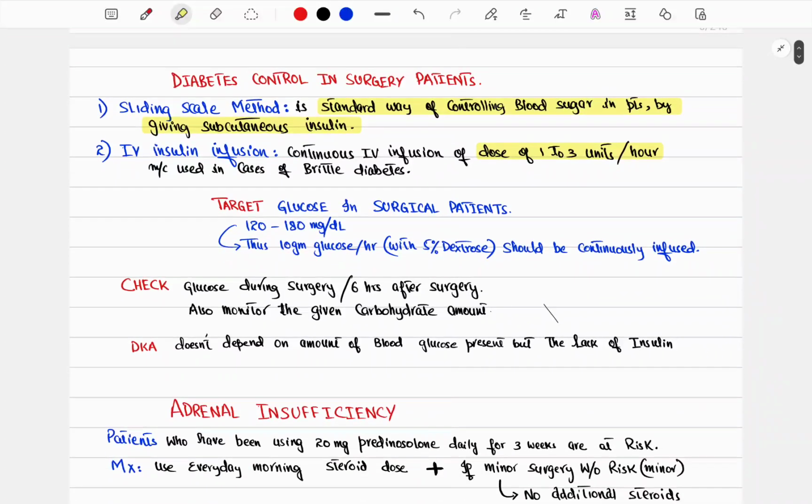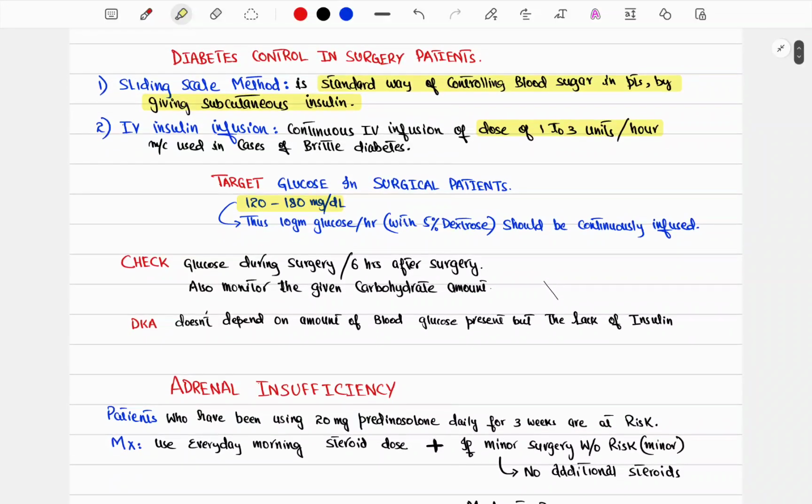What should be the target in a patient who has to undergo surgery? The glucose target in a diabetic patient should be about 120 to 180 milligram per deciliter. To maintain this, we give a continuous infusion of 10 gram glucose per hour with 5% dextrose to the patient to maintain this target range of 120 to 180 milligram per deciliter.